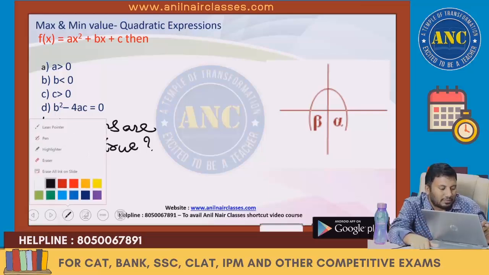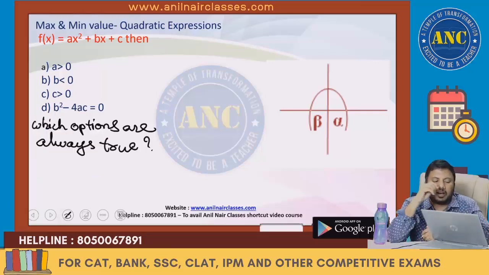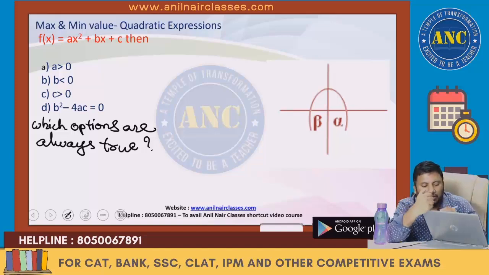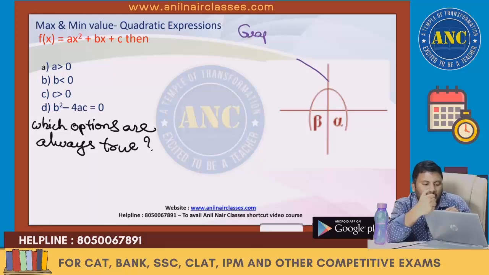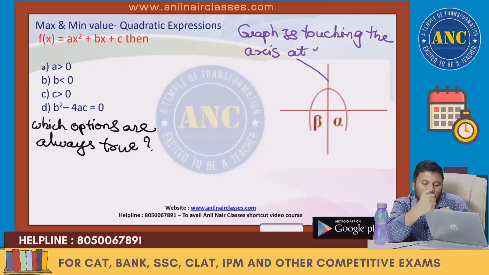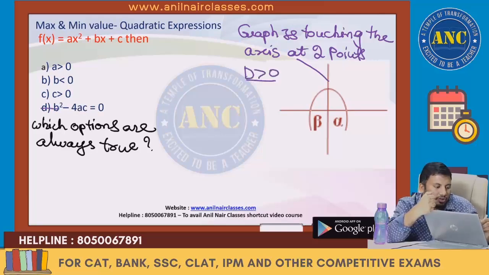Options are like this: ax square plus bx plus c, a greater than 0, b less than 0, c greater than 0, b square minus 4ac is 0. The graph is touching the axis at 2 points. So definitely it will be D greater than 0. This is not possible.